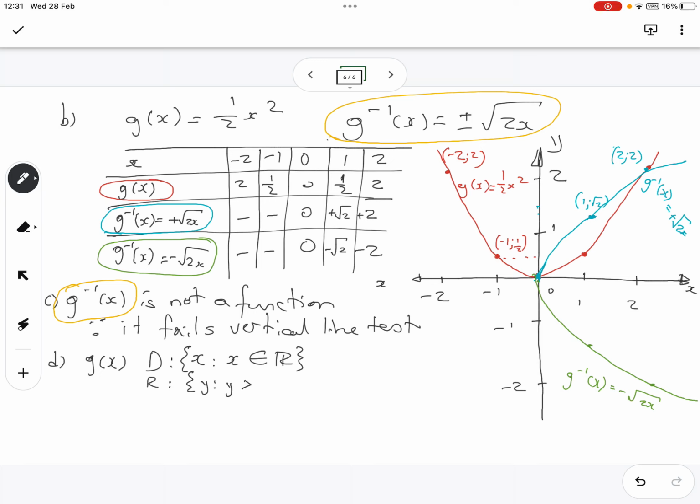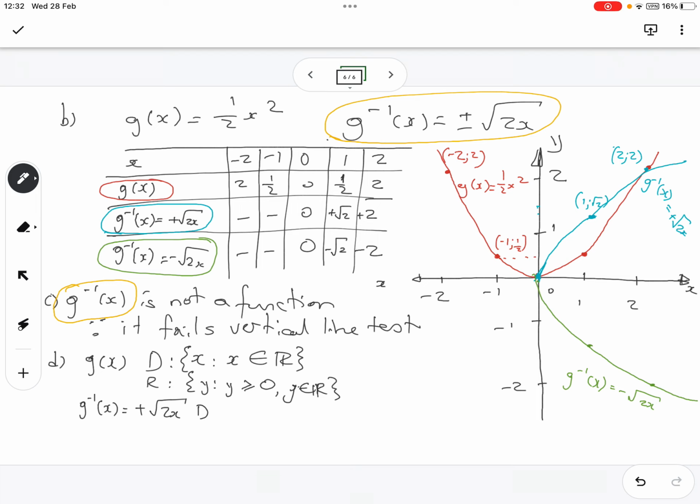Y is greater than or equal to 0, correct. Y is an element of the real numbers, also a real number. And then for g inverse of x, g inverse of x equals positive root 2x.